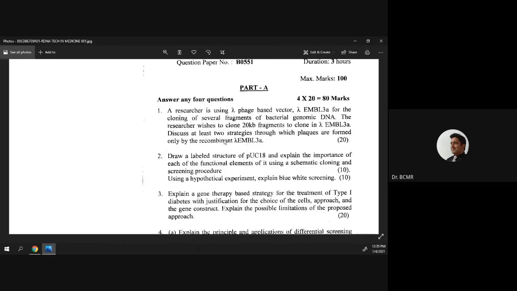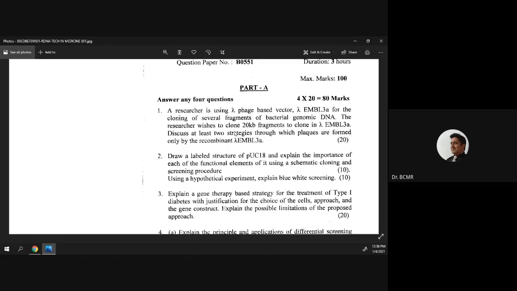In this particular question, in the first part, you will talk about the structure of EMBL3A. You'll have the left arm, right arm, and the stuffer region. You would also describe the significance of the left arm and right arm, about the essential genes involved in replication or structural proteins for formation of the lambda virus. And you should also tell if it is an insertional vector or a replacement vector. EMBL3A is a replacement vector.